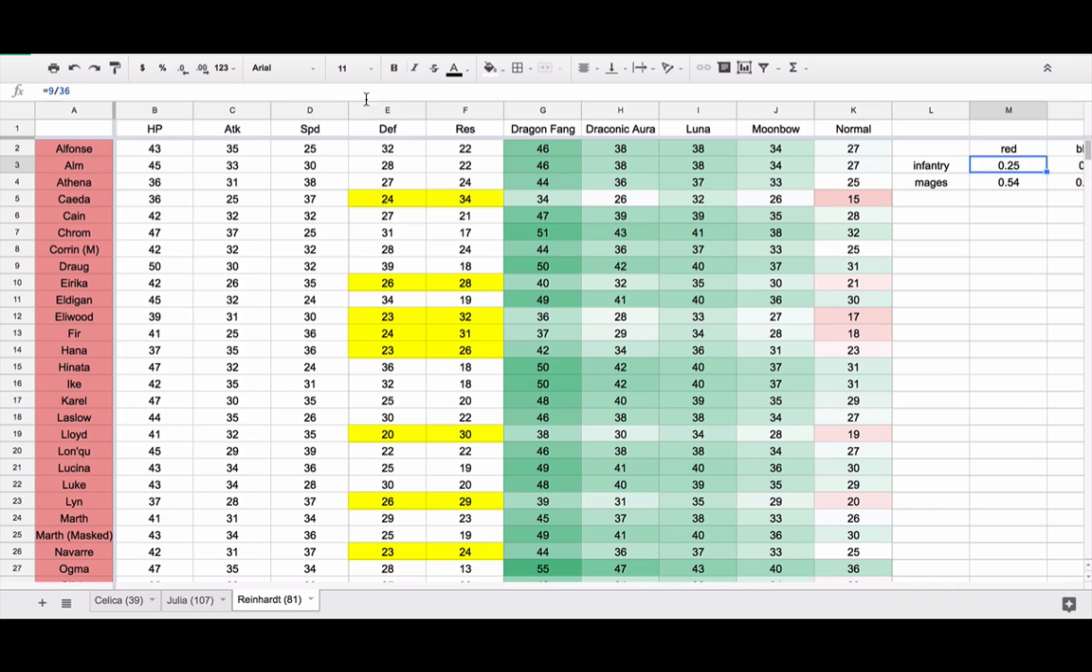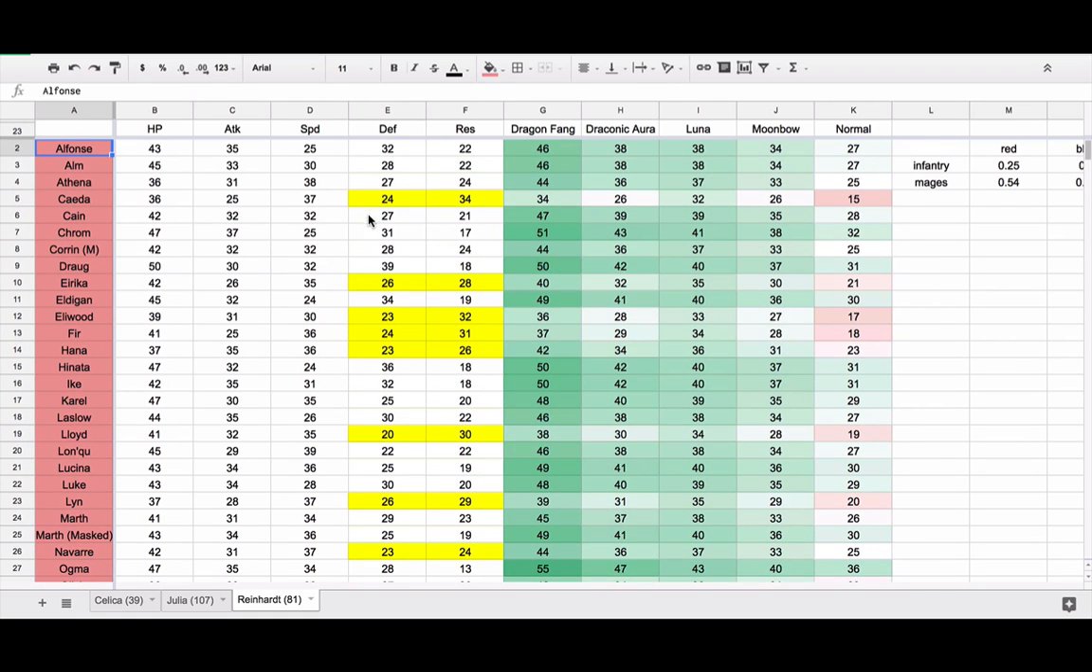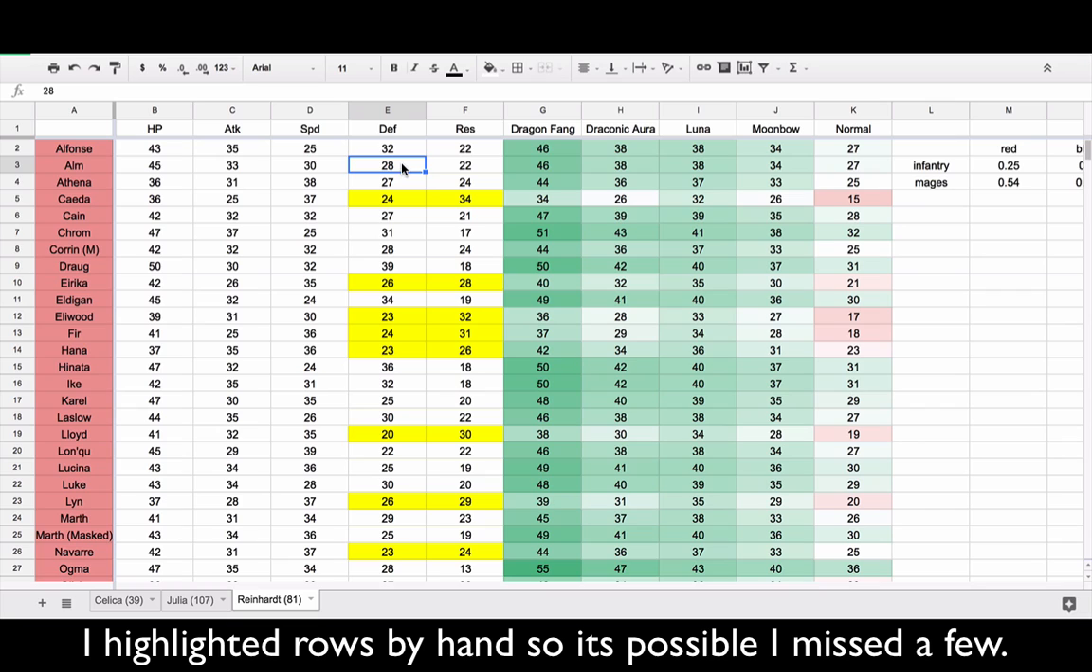First I want to talk about these two columns, which are the defense and the resistance of all the units as of today, June 23rd. Any row that is highlighted yellow means that this unit has higher resistance than defense. And if it's normal, then their defense is higher than the resistance.